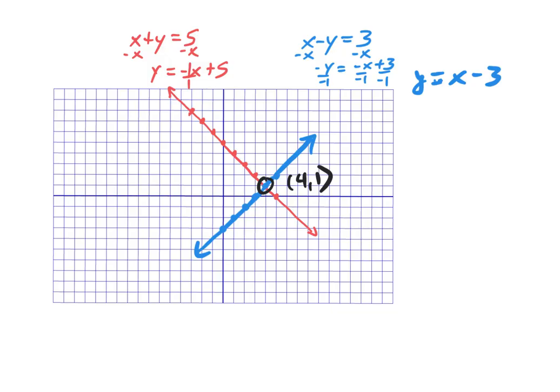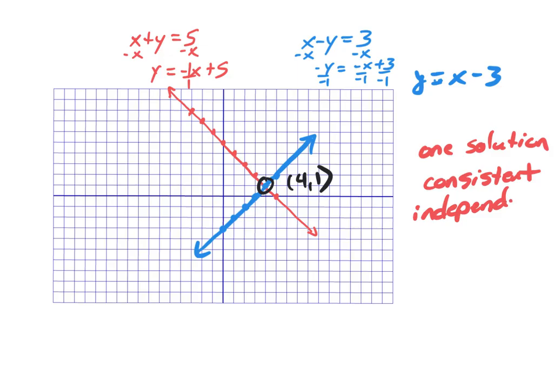The other thing we're going to talk about today: if there is one solution, anytime there's one solution, we call this a consistent independent system. Independent just means that the two lines are totally independent of one another. They have different slopes, they have different y-intercepts. Independent kind of means to be your own self, right? And that's what these two lines are. The only thing they have in common is one point, and that's what makes them consistent. There is that point.